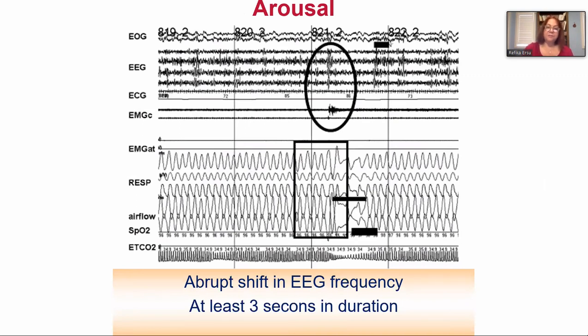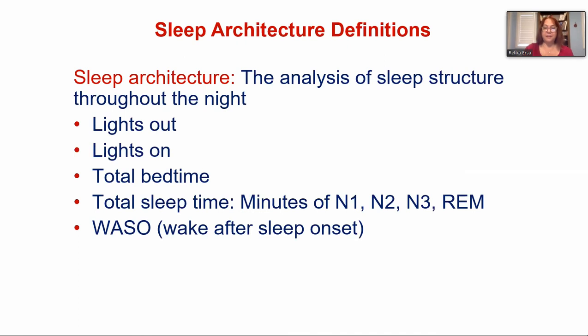And I just want to mention arousals, because we use arousals for scoring respiratory events. They are described as an abrupt shift in EEG frequency. So as you see here, there's an increase in EEG frequency, and it needs to last at least 3 seconds in duration. So those are also scored when we are scoring sleep.